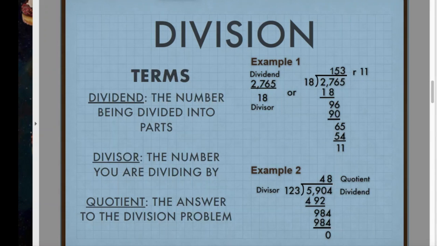Now we're going to go ahead and we're going to look at our next example. 23 goes into 5,904. 5,904 is what we're dividing into, so that is going to be the dividend. 123 is the divisor. And then we go ahead and divide, and we get 48 as the quotient.